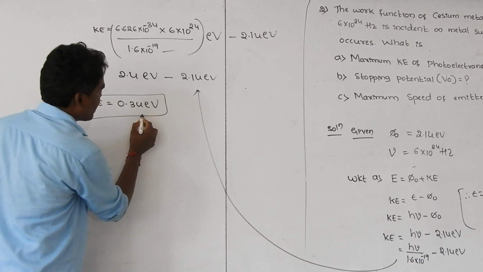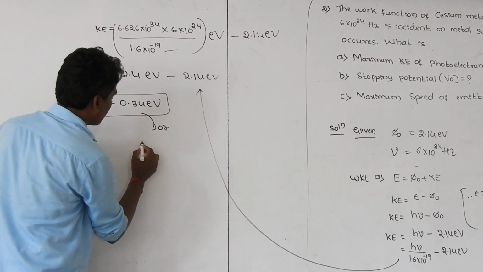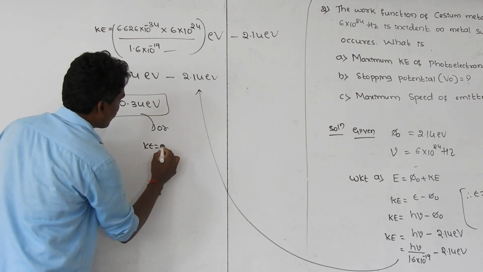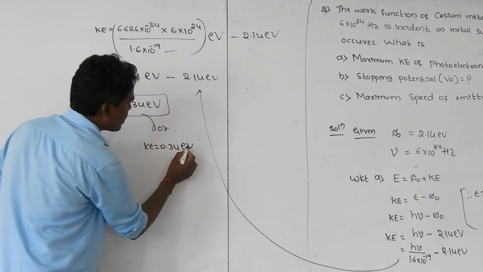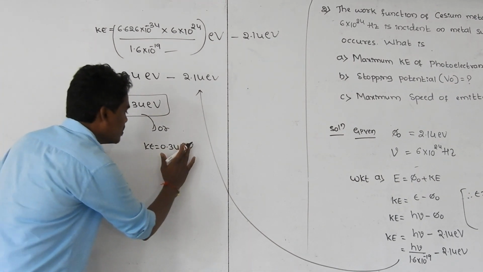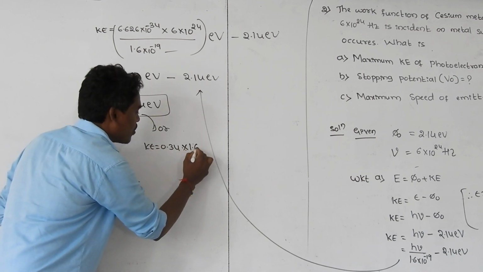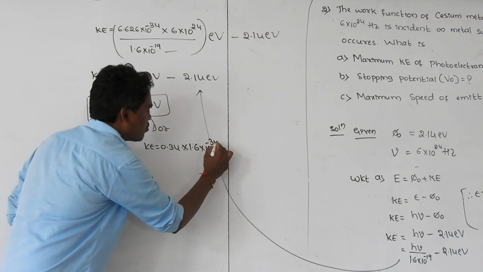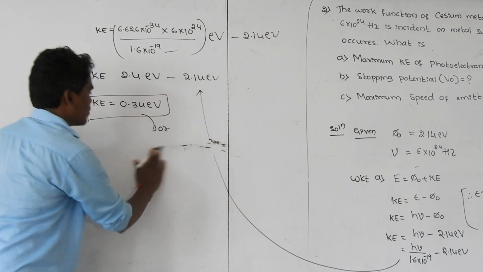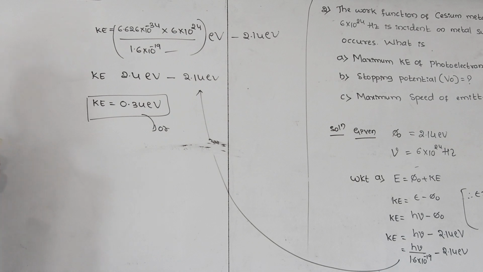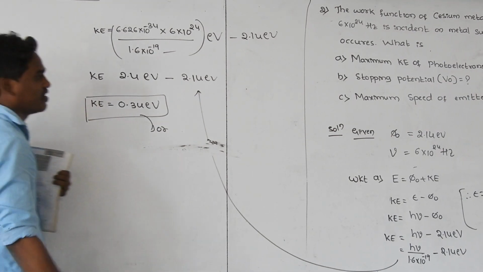Or else you can write kinetic energy is equal to 0.34 electron volt. If you want the answer in terms of joule, just convert electron volt to joule by multiplying by 1.6 into 10 to the power of minus 19 joule. Or else leave it as it is. In terms of electron volt, that is also correct. This is the kinetic energy.